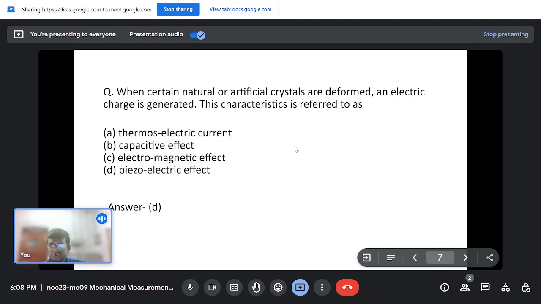Piezoelectric crystals are those which, if you deform them, give you an electric current, or if you give them an electric current, they will deform. So it works either way. That phenomenon is called the piezoelectric effect, and the crystals are called piezoelectric crystals.